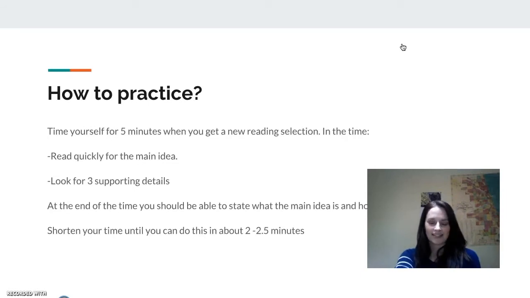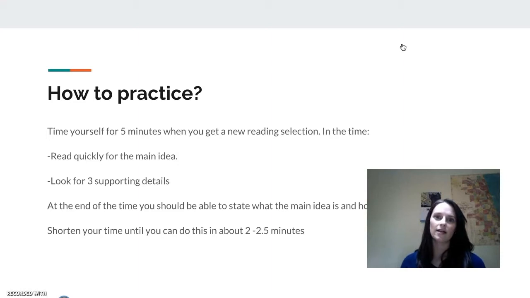So how do you practice? You need to practice reading quickly and accurately. So I would suggest read with a timer. Set yourself a timer for 5 minutes and find an article on the internet. Something from, if you're in America, NPR, the National Public Radio, or something from National Geographic.